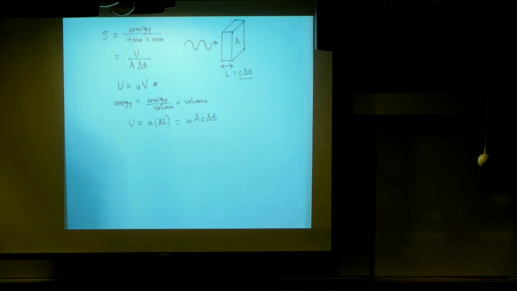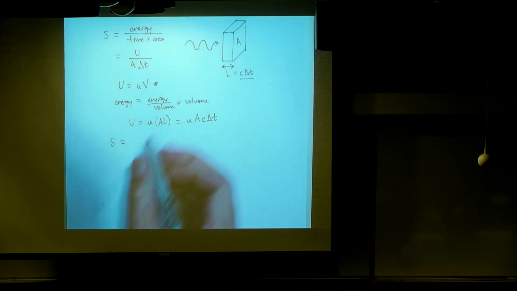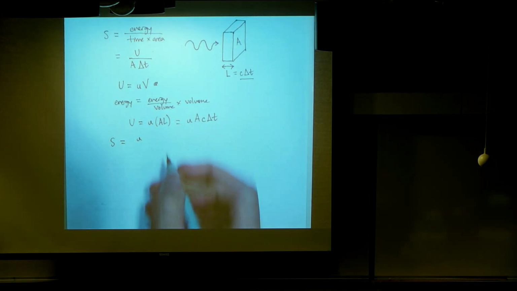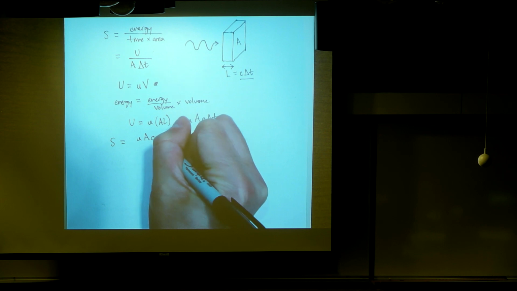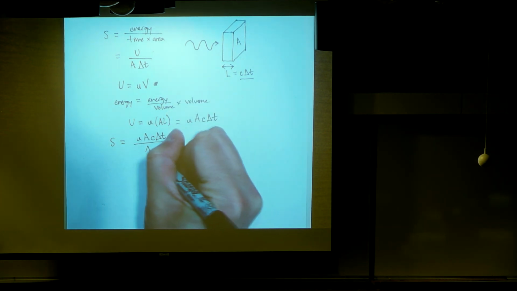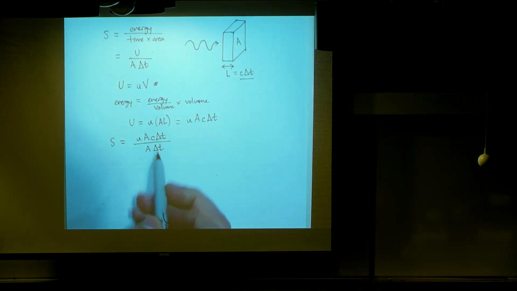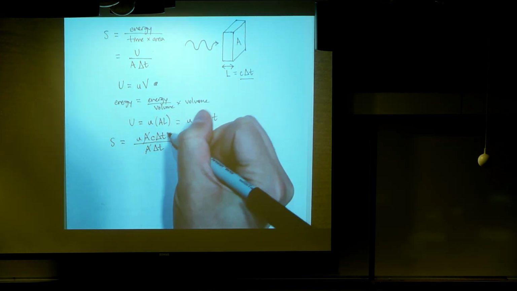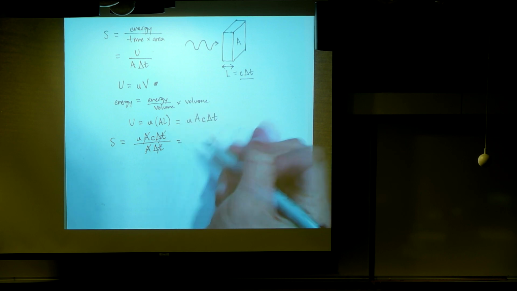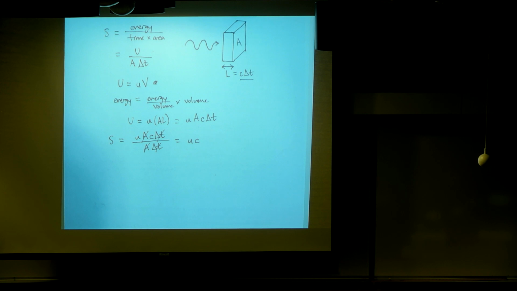So that means my Poynting vector S is this energy, which again is energy density times A times C times delta T. And then what do I do? I divide that by A and I divide that by delta T, just given the definition, right? So the area drops out, the time interval drops out. It looks like this is nothing more than the energy density times the speed of light. Okay?